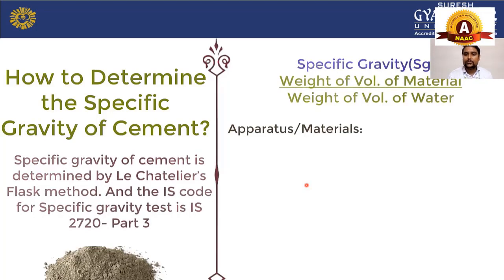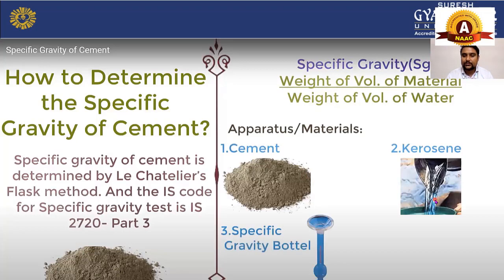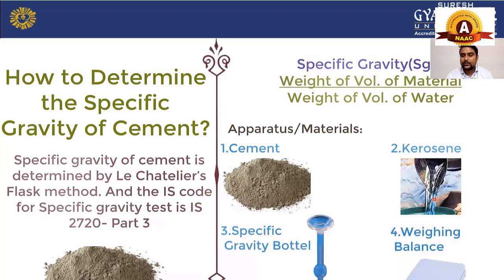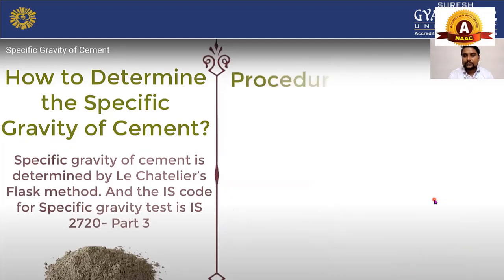Now we will see what kind of apparatus we are going to use for the determination. And second, we will use kerosene. Third, we will use the specific gravity bottle. And these equipments are very important to determine the specific gravity of soil or of cement. Now we will see the procedure, this sequence. We will see it through this video.